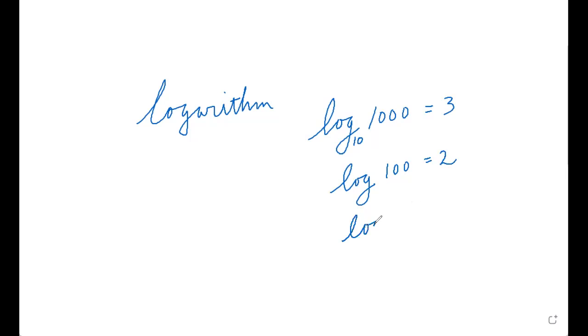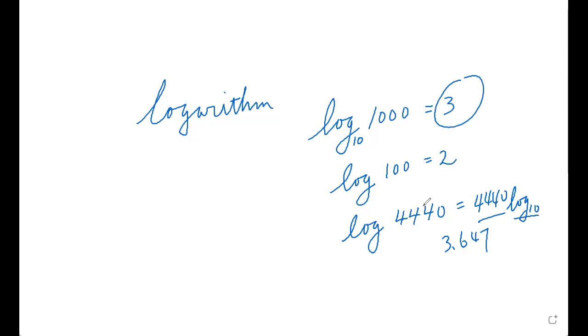Okay? And even if you have a number like last video, we talked about this, you can use a calculator, all right? And you can use a log function, just write 4440 and then press this, and you're going to get 3.647. Okay, so which is a little bit more than 3. All right, which makes sense.